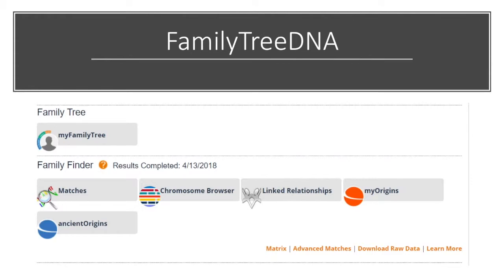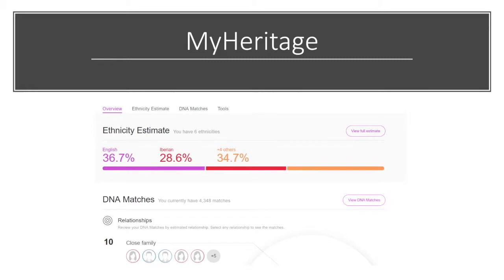And MyHeritage is an interesting one, because they started up a bit later with their DNA than the others. And they seem to be advertising in Europe quite a bit. And I've noticed that I've got a lot of my European matches from MyHeritage. So if you have any European heritage, it might be worth thinking about going into the MyHeritage database.